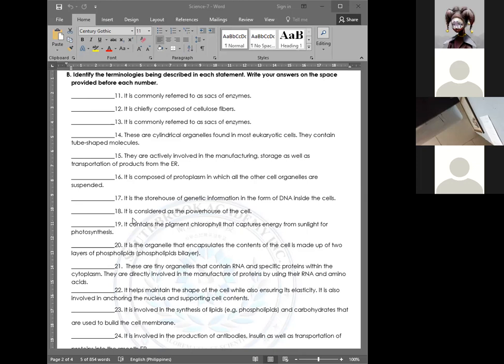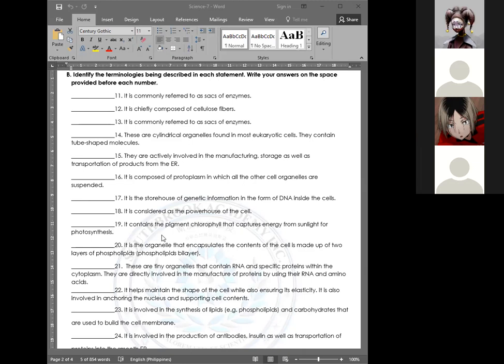Number 18 is considered as the powerhouse of the cell. It is powerhouse of the cell. It is mitochondria. Mitochondria.